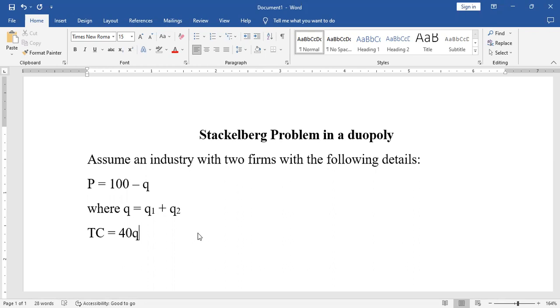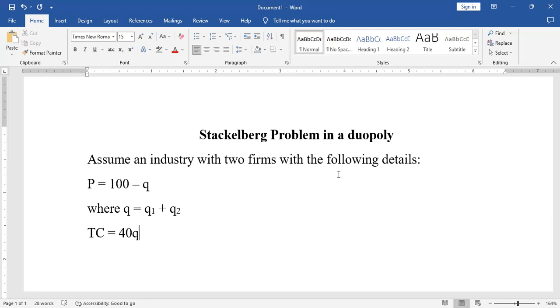In the Stackelberg problem, we are going to illustrate this using an example to see what quantities and what prices each firm will produce given a duopoly problem. Let's look at this example. Assume an industry with two firms with the following details. P is equal to 100 minus Q. That's the demand function for the industry, where Q represents the quantity for firm 1 and firm 2 respectively.